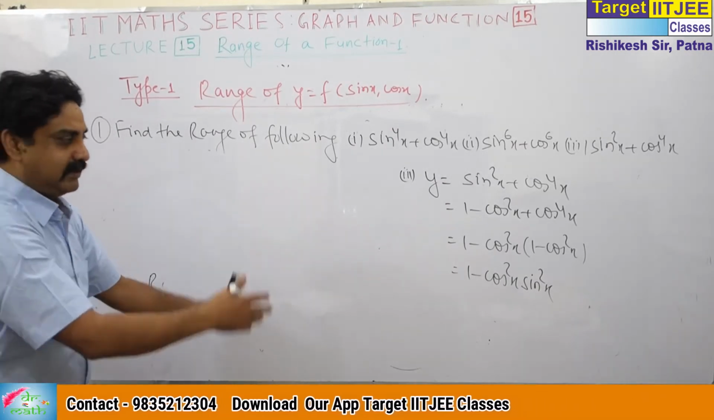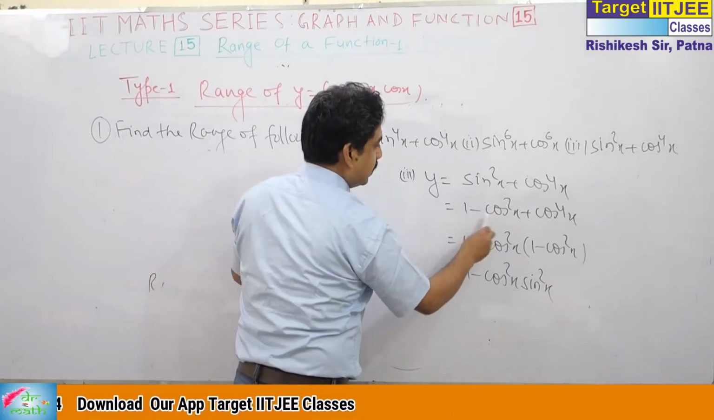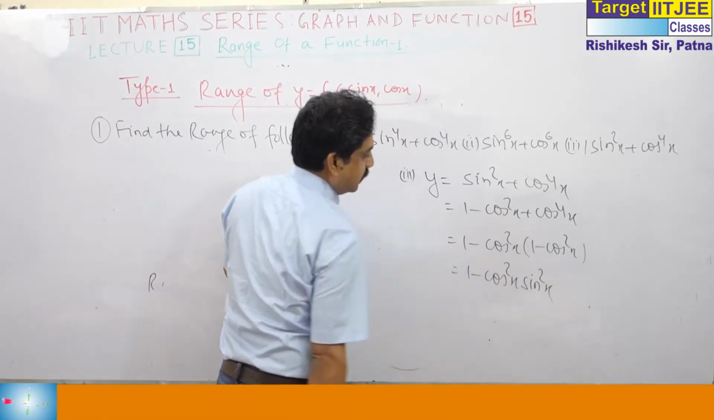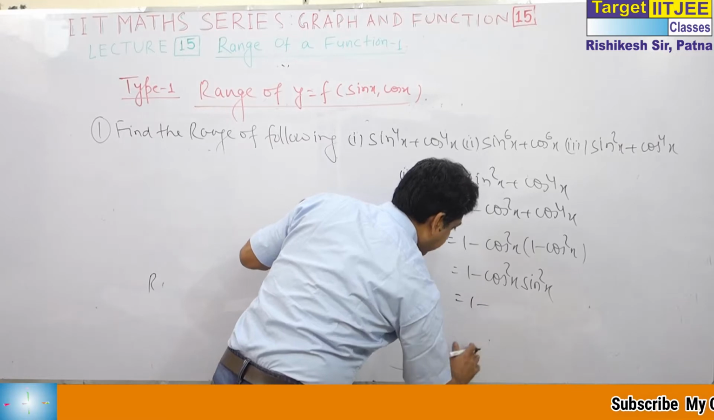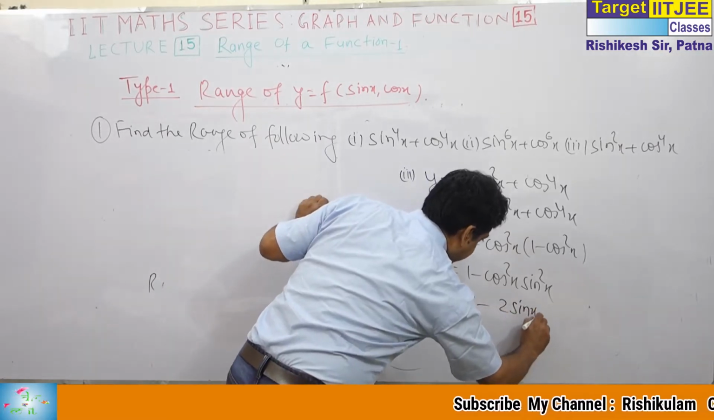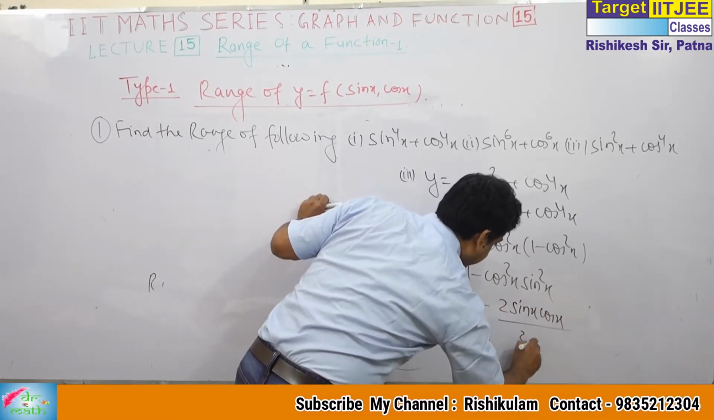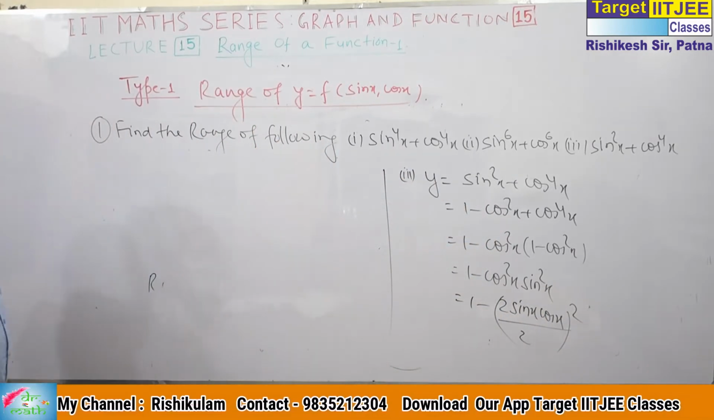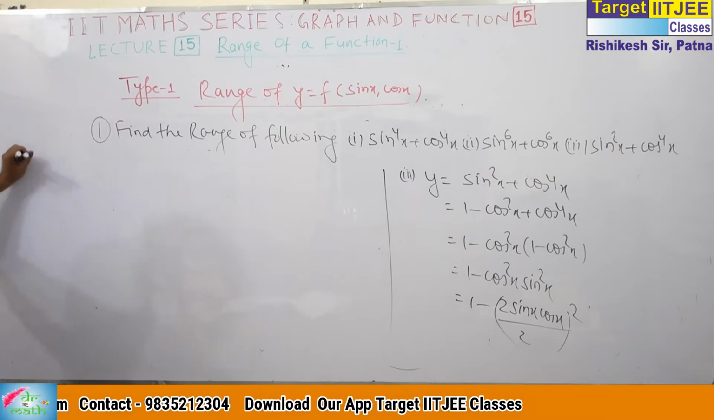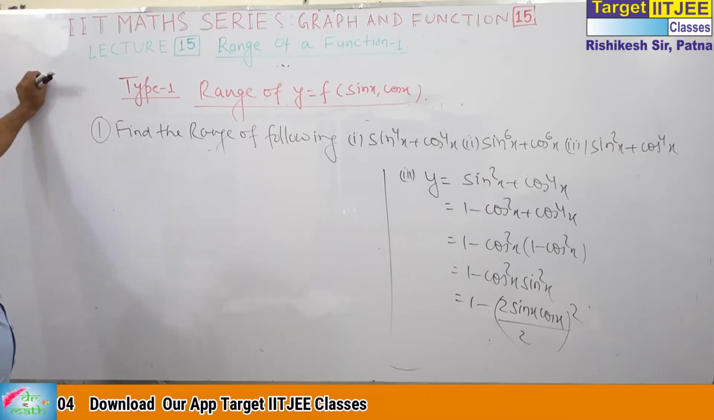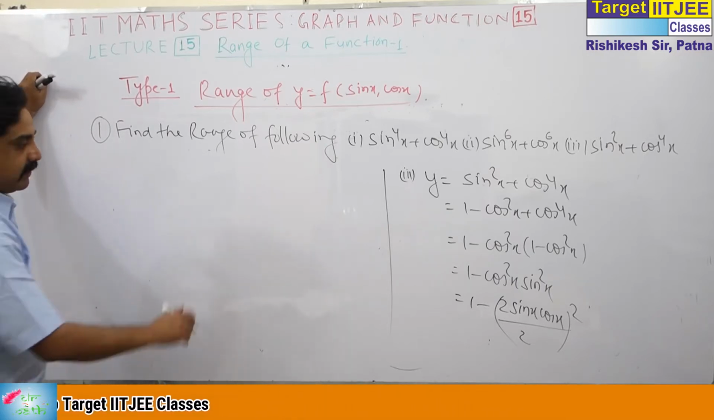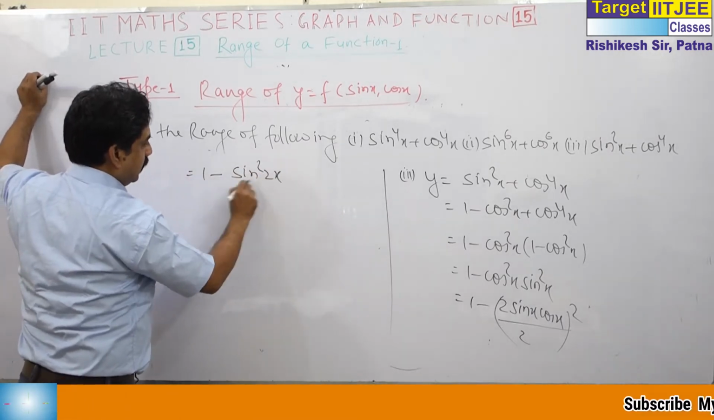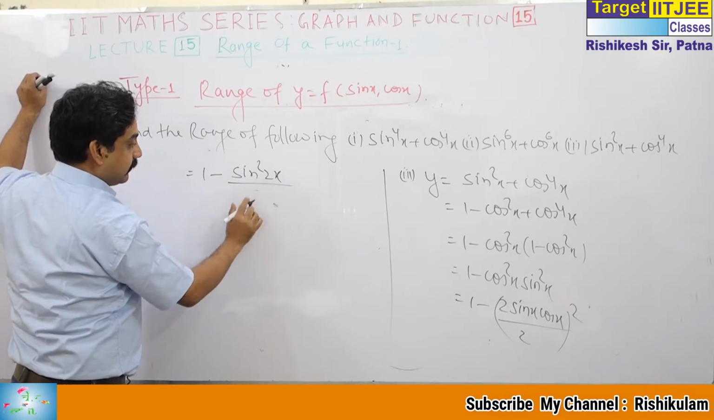Okay, I think that is nothing to explain. Write this as this. Take cos square common and write this 1 minus cos square x sine square x. Again the same, multiply by 2. Why multiply by 2? Because 2 sin theta cos theta is sin 2 theta. This is 1 minus sin square 2x by 4.